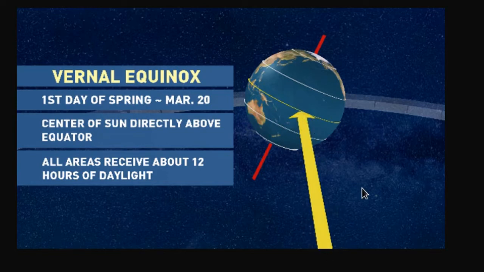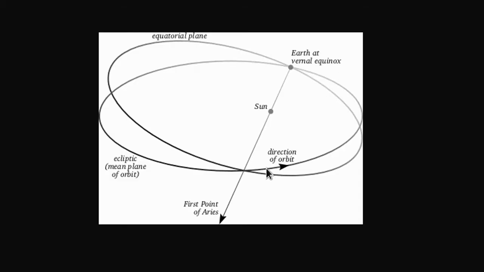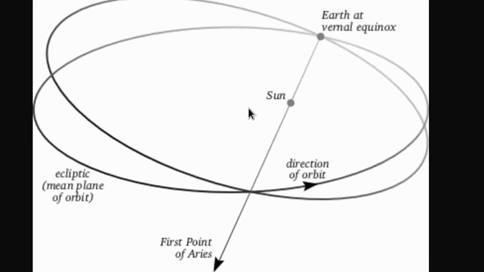There's a couple of other interesting things going on. If we look at this diagram, let me see if I can zoom in a little bit. At the vernal equinox, the equatorial plane and the ecliptic plane intersect. The equatorial plane is the equator of the Earth, and the ecliptic is the orbit around the sun. So those two intersect. And if you look at this line, the vernal equinox is a reference line that goes this direction to the sun, to the first point of Aries. So this is lining up with the constellation Aries. This is a reference direction.